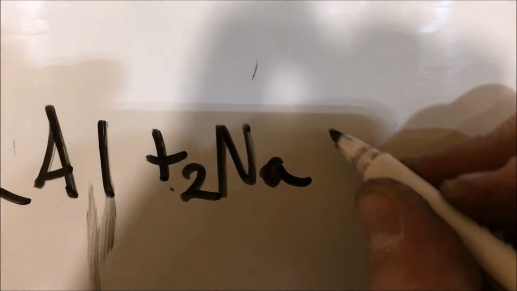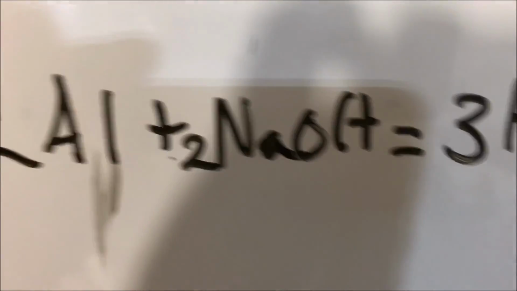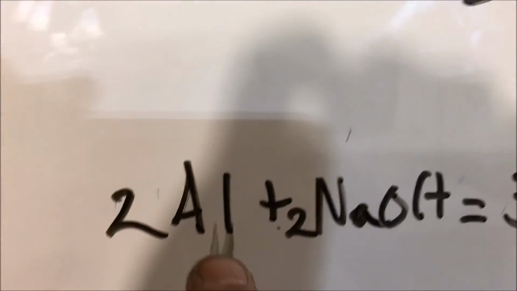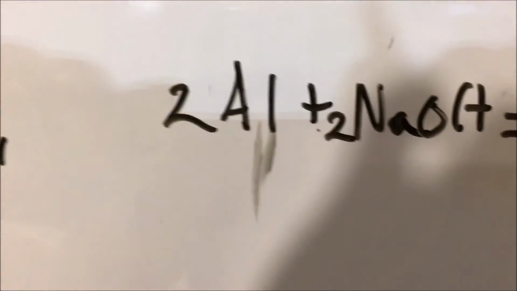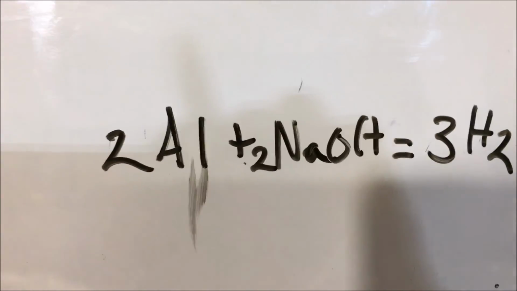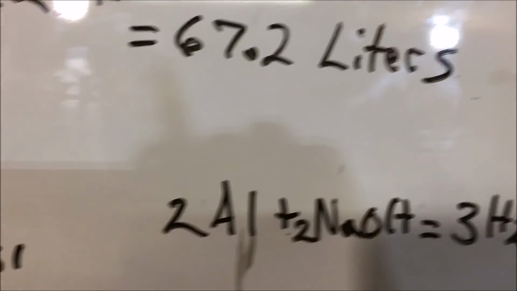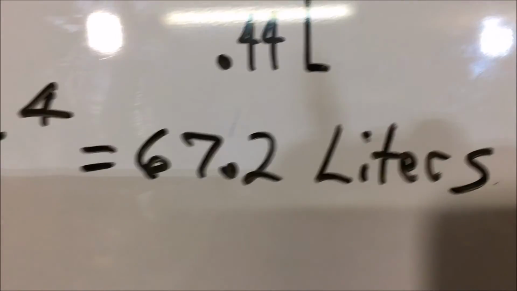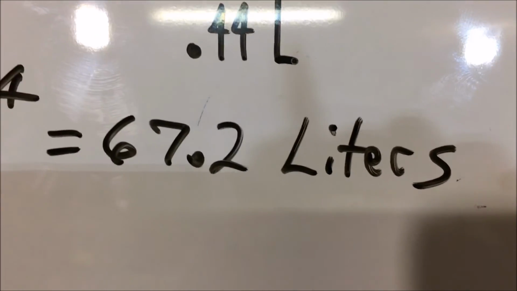And I believe that was 2 aluminum plus 2 NaOH equals 3 H2. Okay, that is what we did. We added 2 moles of aluminum, 2 moles of sodium hydroxide. I'm not sure how many moles of water that was. We used 400 milliliters of water, and 18 milliliters is a mole, so like a lot. We did not get 67.2 liters, okay?